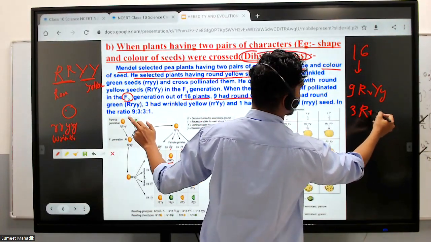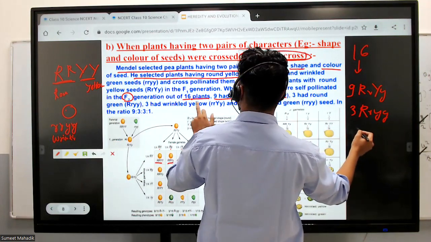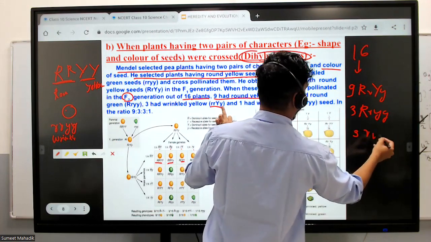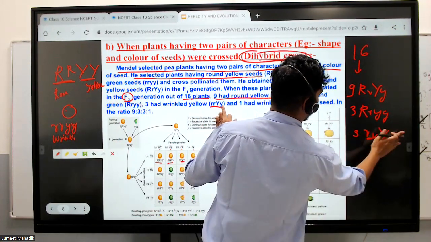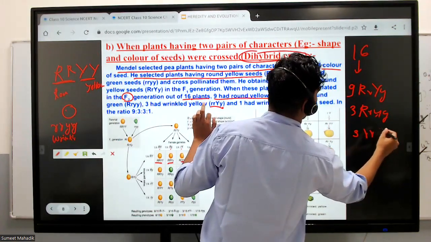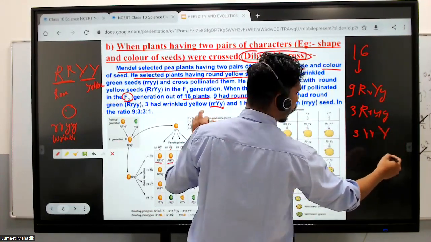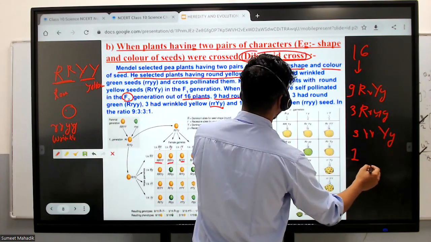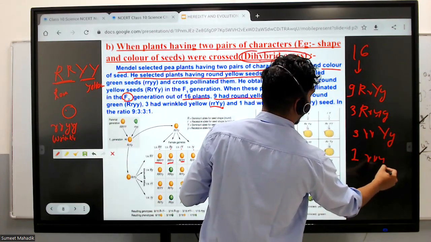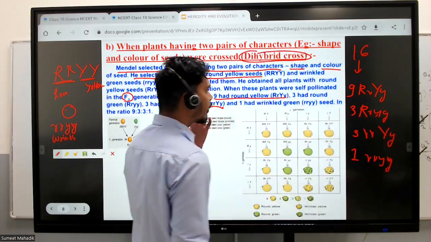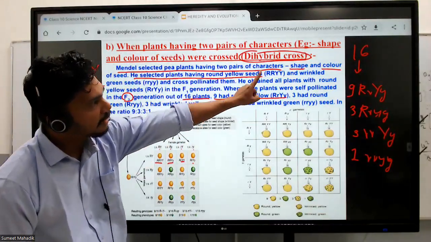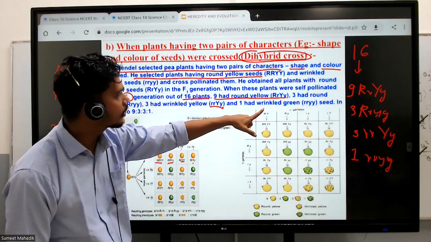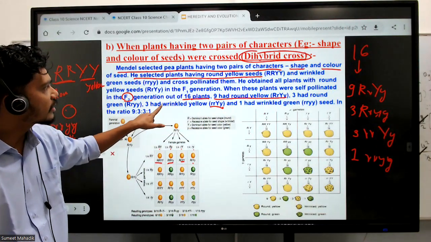Now green. For green, small y is there. Then again 3 wrinkle yellow. Wrinkle yellow is what? This part. R capital Y. Capital Y is yellow. And this small y is for green. And one they got this part. Getting my point? So out of 16, 9 was this one, round yellow. 3 was round green. 3 has wrinkle.